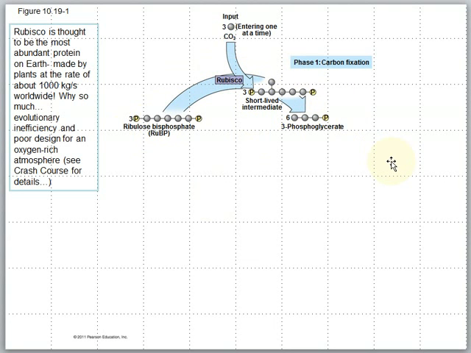And rubisco is very well known because it's thought to be the most abundant protein on the entire planet. It's created by plants at the rate of about 1,000 kilograms per second worldwide. So there are literally tons of this protein on our planet. And the question probably would be, why is there so much? Why do plants create so much rubisco?